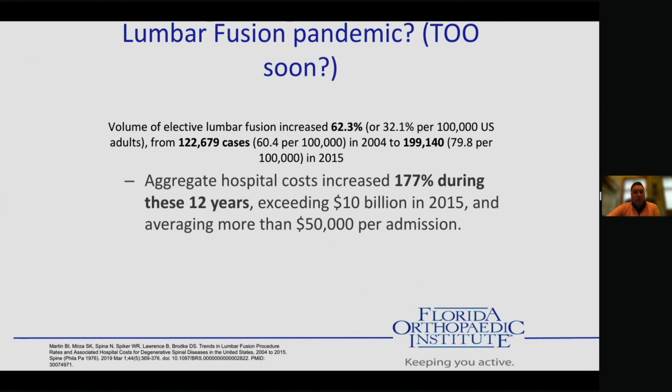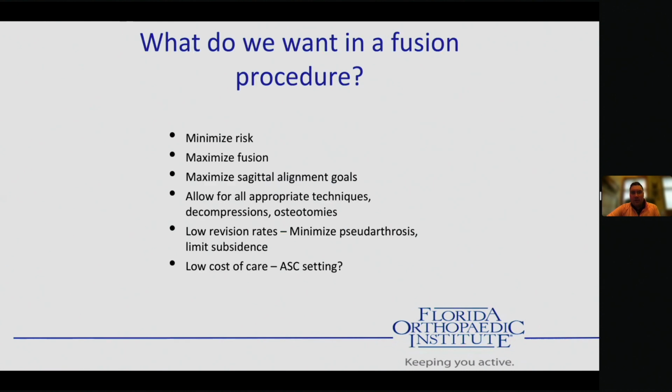So we're trying to determine what's our most appropriate approach for our patients that's going to provide longevity. And so what do we look for in a fusion? We obviously want to minimize risk. We want to maximize fusion. We want to maximize our alignment goals, as well as have the ability to complete our appropriate techniques, decompressions, osteotomies, whatever that may be, and reduce our incidence of revision rates. We want to minimize our pseudoarthrosis with maximization of our fusion and limit our subsidence. And we also want a lower cost of care.